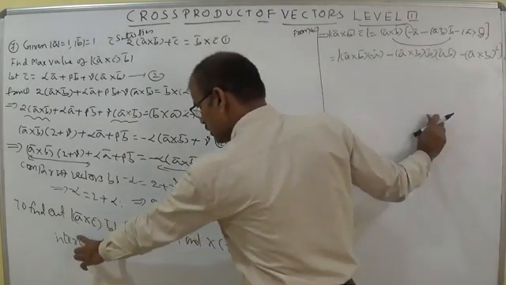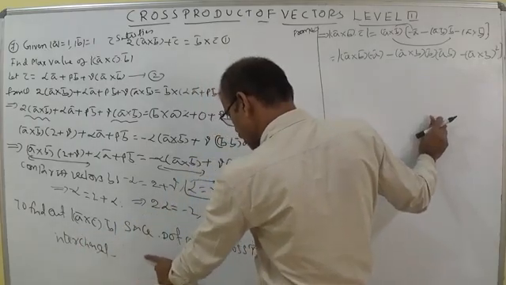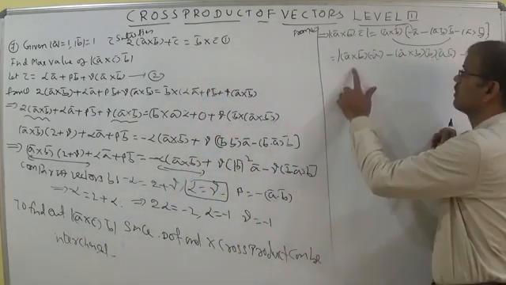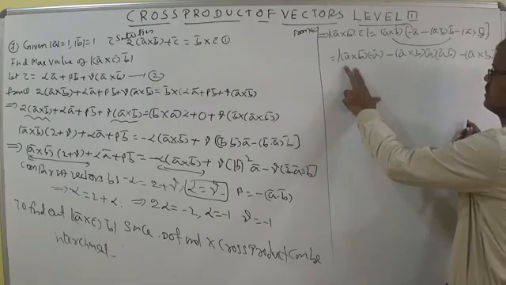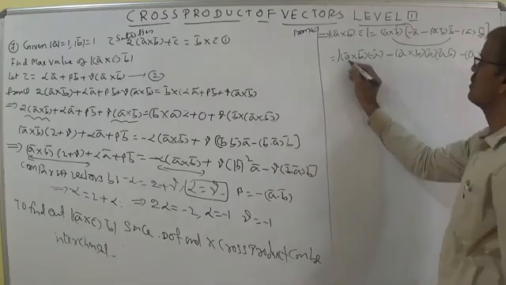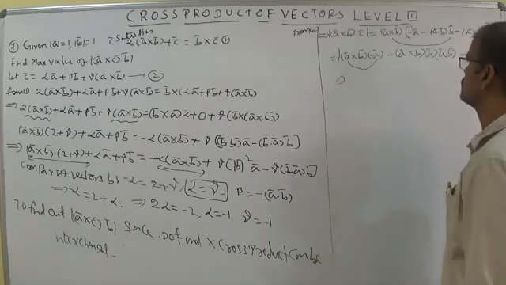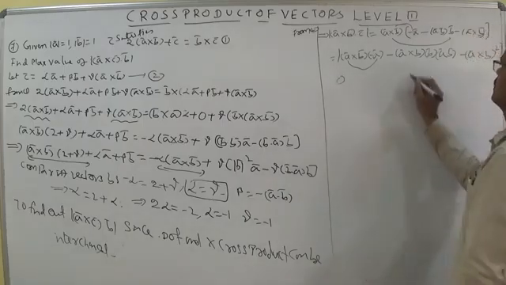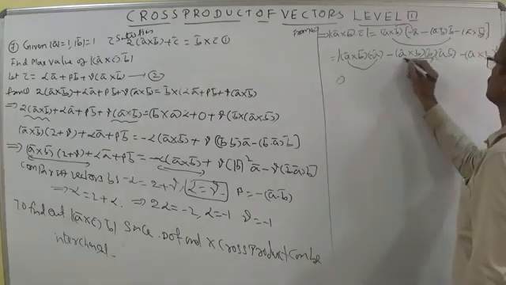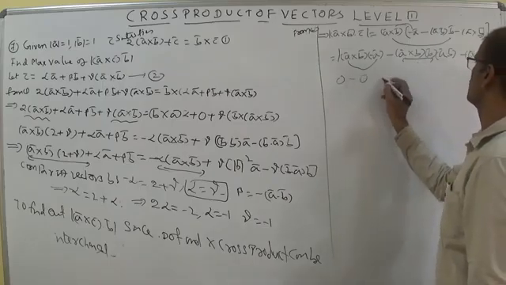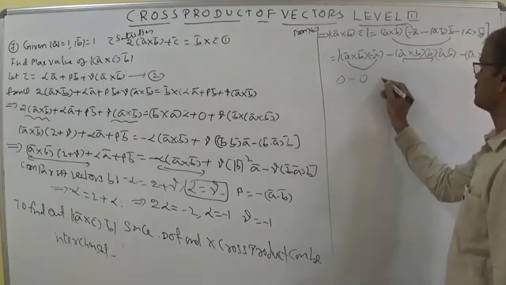Already I wrote here as a dot and cross can be interchanged. Whenever dot and cross can be interchanged, here A dot B cross A also you can say. Whenever two A's or two B's are there, then you can put the value 0. In the same manner, here two B's are there, then you can say that this is 0. No need to calculate about this one.